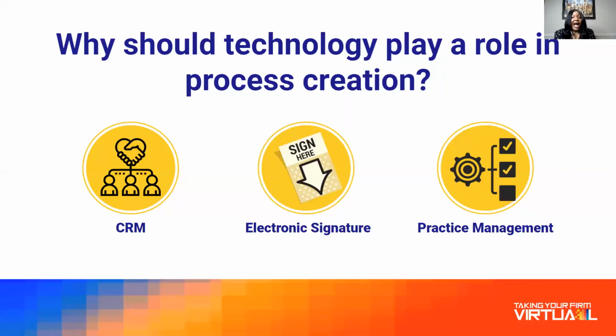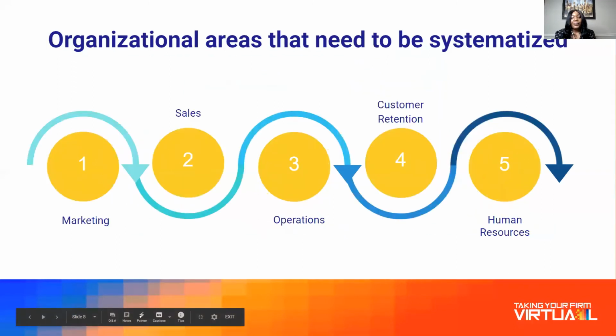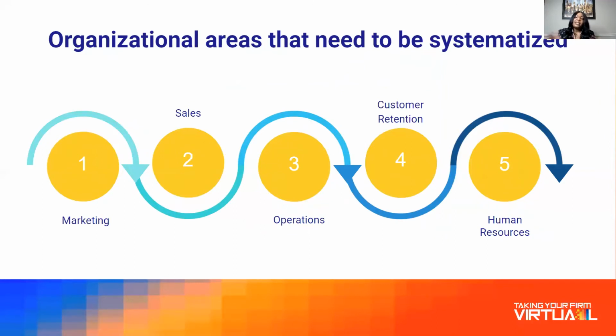So I want to dive in now to the areas within the organization that you need to systematize. On average, organizations utilize about 5 to 6 core processes to efficiently operate their business. So let's break them down. You have your marketing, right? That's identifying target prospects and priming them for your sales team. Then you dive into your sales process. That's all about turning your prospects into clients.